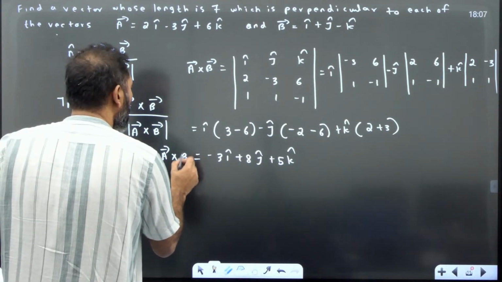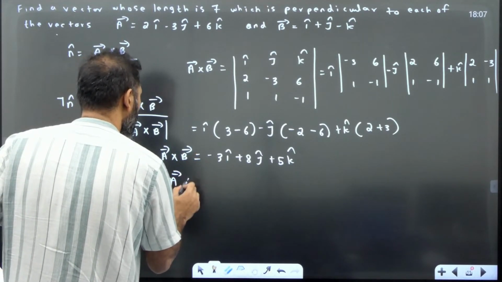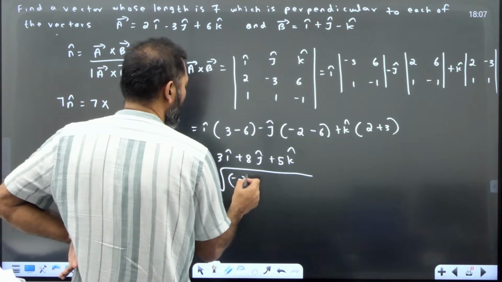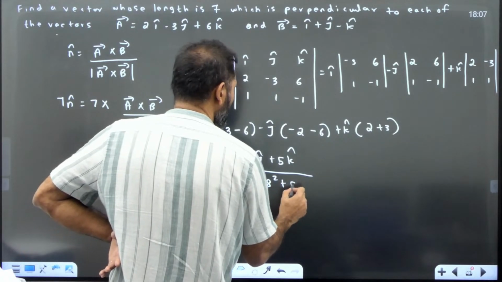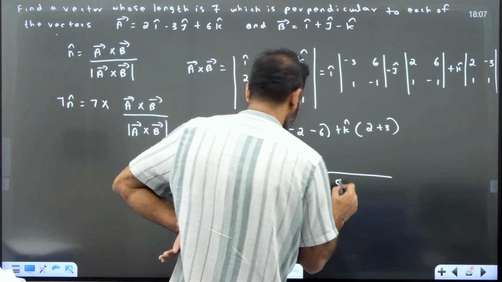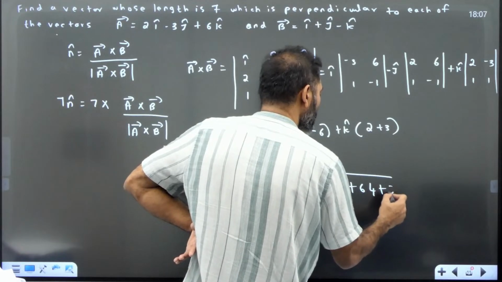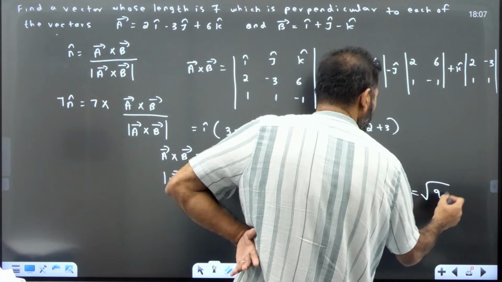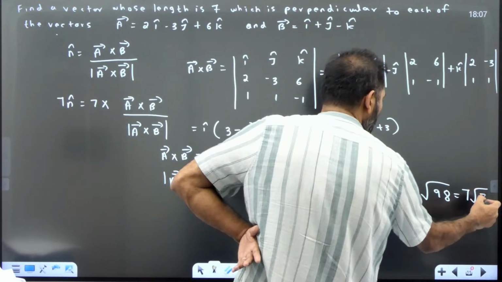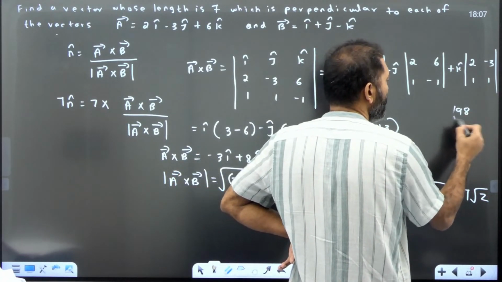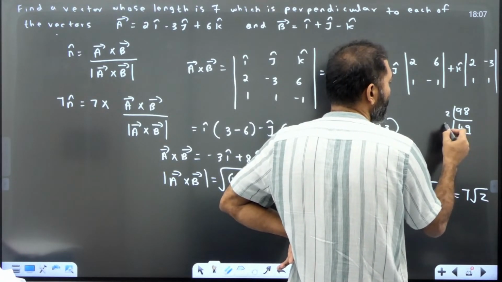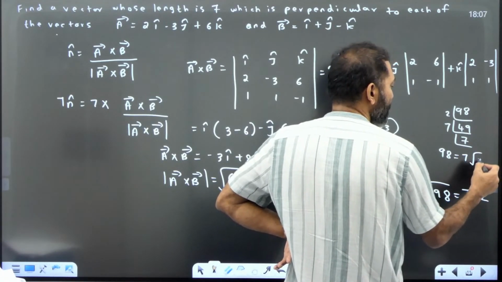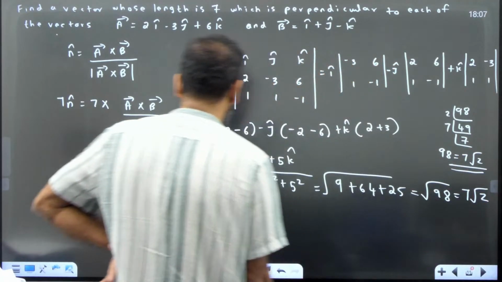Now what is the magnitude of A vector cross B vector? Root of minus 3 square plus 8 square plus 5 square. So root of 9 plus 64 plus 25. If you solve that, you will get root 98, which can be written as 7 root 2. Root 98 means what? 98 divided by 2 is 49, and 49 is 7 times 7. That means 98 can be written as 7 root 2. We have studied this in lower classes.